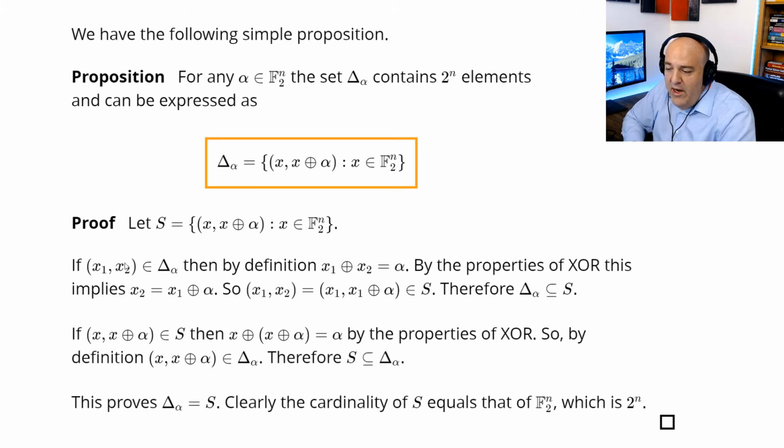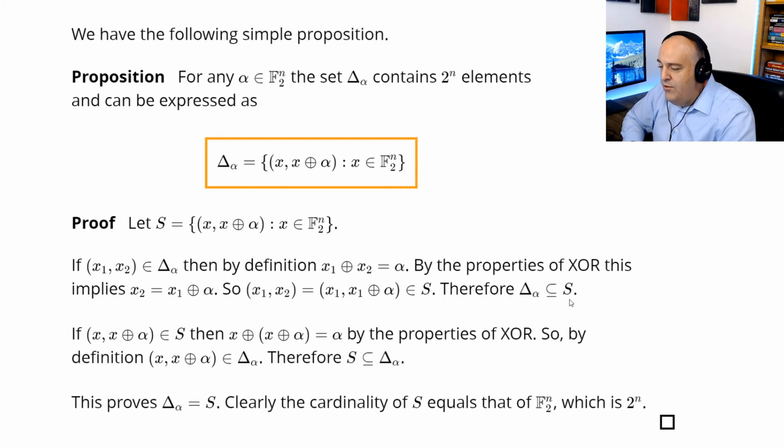Let's say we have an ordered pair x1 and x2 in delta alpha. What does that mean? It just means that their difference is alpha, right? x1 plus x2 is alpha. Now, by the properties of XOR, why don't we think of adding x1 to both sides. When we do that, x1 plus x1 is 0, and we're just left with x2. And on this side, we'd have alpha plus x1, or x1 plus alpha. And it looks like x2 is of the proper form, right? The second coordinate should be the first coordinate plus alpha. And we've proven the first subset, that delta alpha is a subset of S.